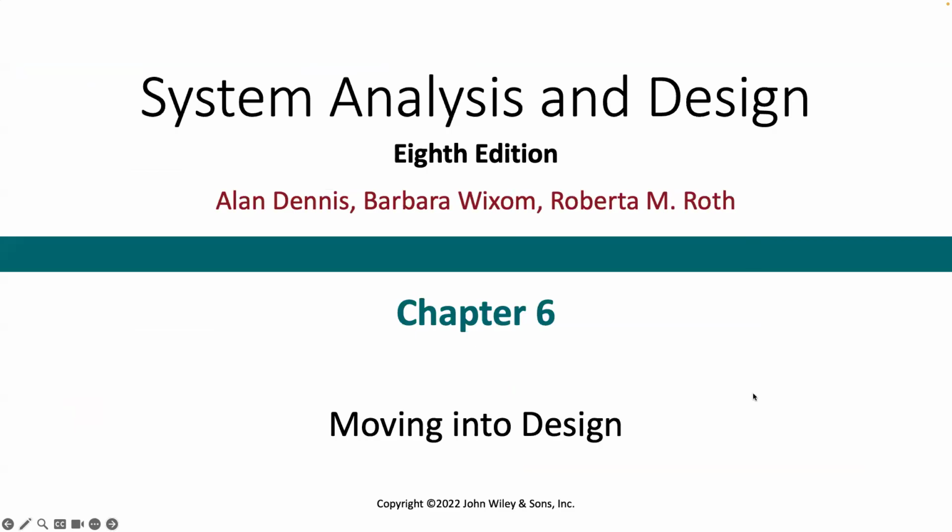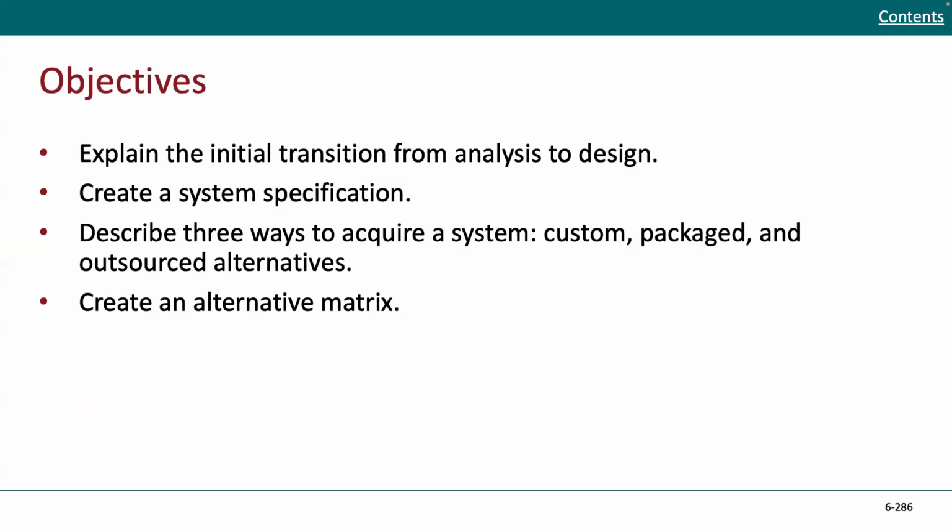This will be the going from the analysis into the design objectives and things that we would be focusing on there. These are the objectives for this chapter and for this lecture. Explain the initial transition from analysis to design. We'll look into creating a system specification. Describe 3 ways to acquire a system: custom development, packaged, that would be another possibility, and outsource alternatives, and we'll get a chance to think about those. And then we'll create an alternative matrix.